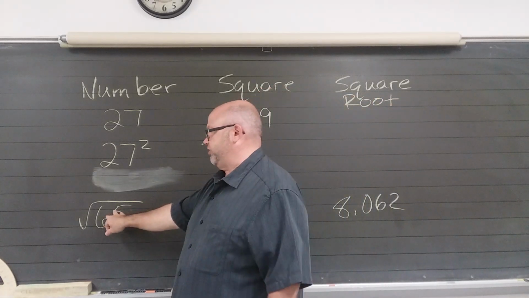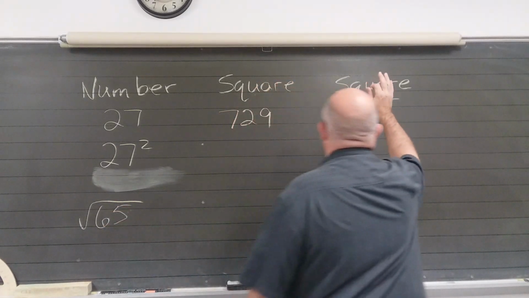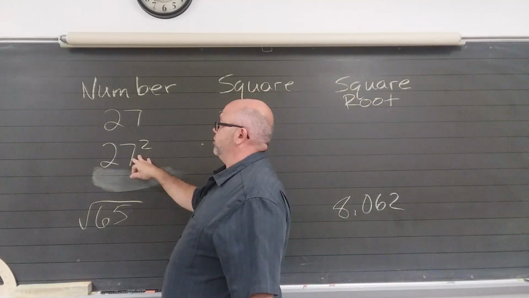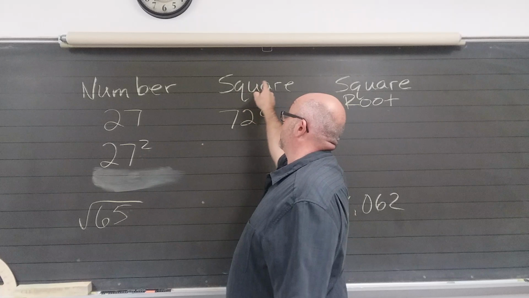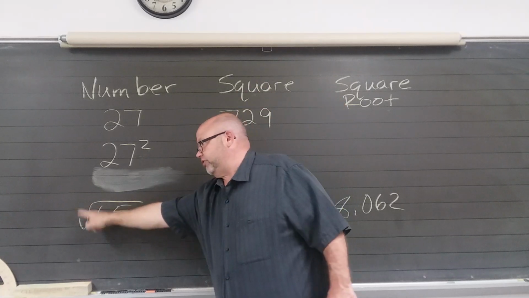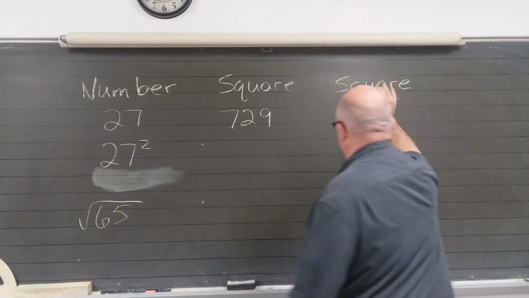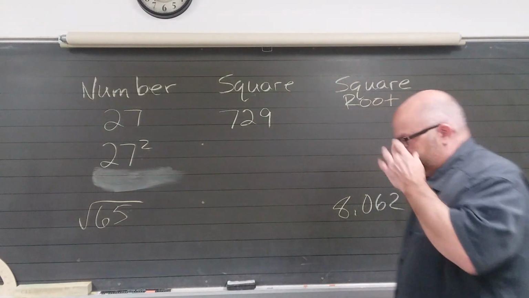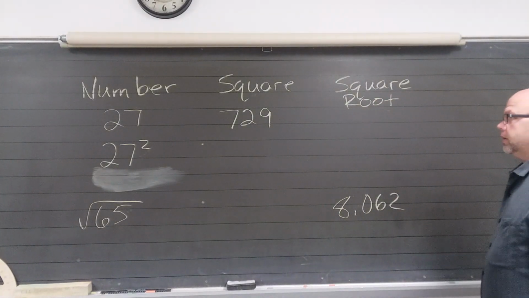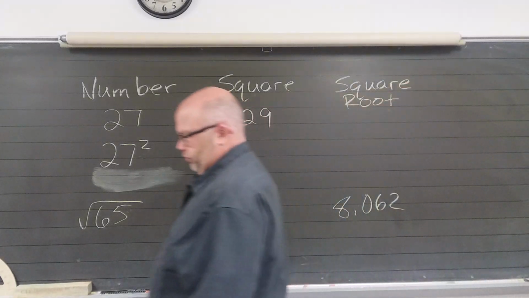This means you look at 65 and go to square root. This means you look at 27 and go to square. 27 squared, it means you want square. This means the square root of 65. All right, so that is how to use that chart on page 352.